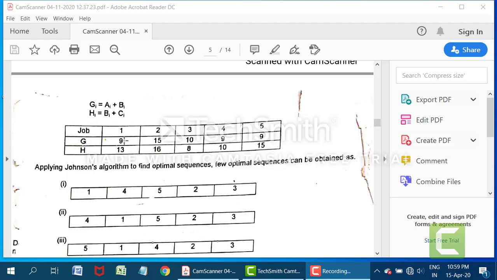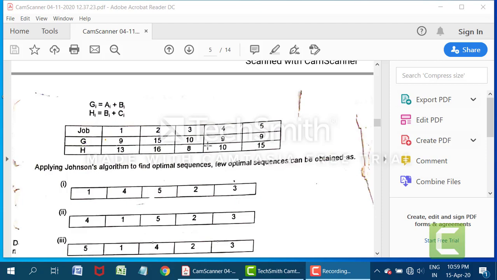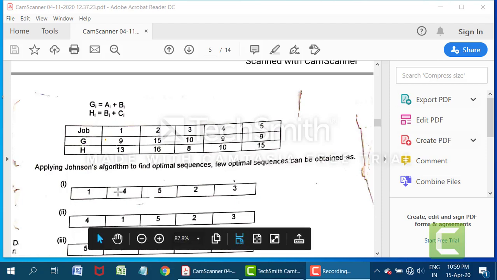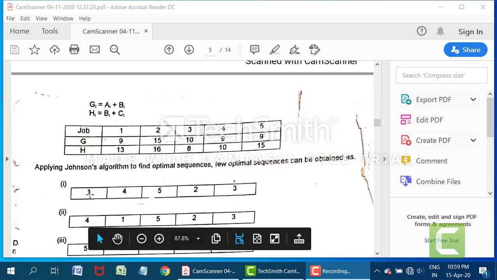Then the remaining columns 9, 15, 9, 9, 13, 16, 10, 15. So 9, 9, 9. So tie exists in the first machine itself. So either you follow this one first, then this one, this one: 1, 4, 5. All these are minimum compared to all the other values. This is occurring on the first machine only. So first corresponding job number 1 must be placed here.